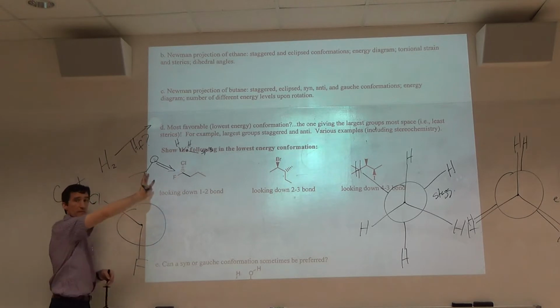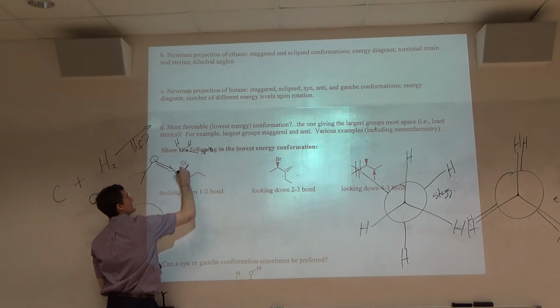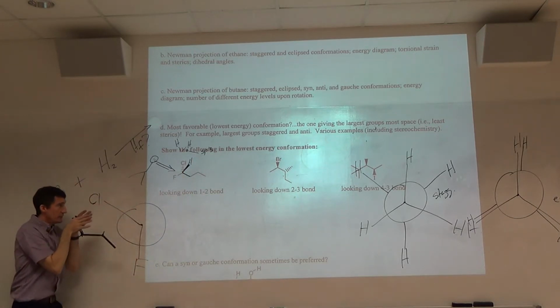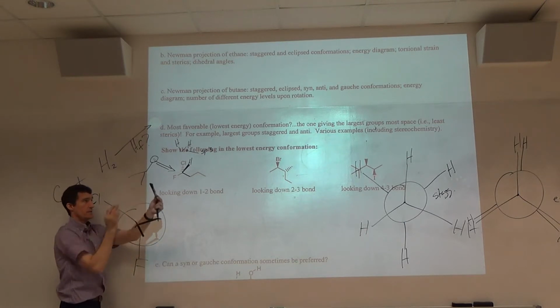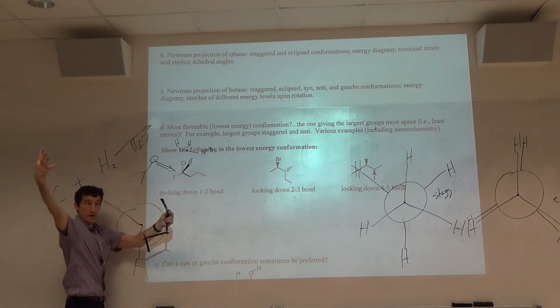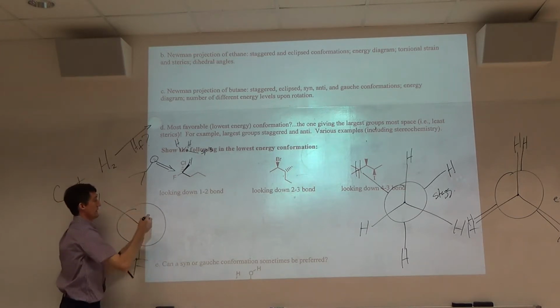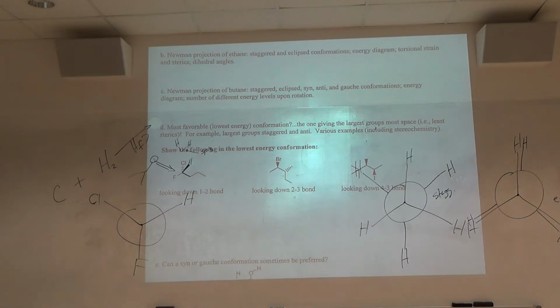What's on that carbon coming towards you? An H. So if I'm looking through there, and there's an H coming out towards you, I'm looking through there, that H is on my right. See it on my right? An H is here. That's the front carbon that I'm looking at.